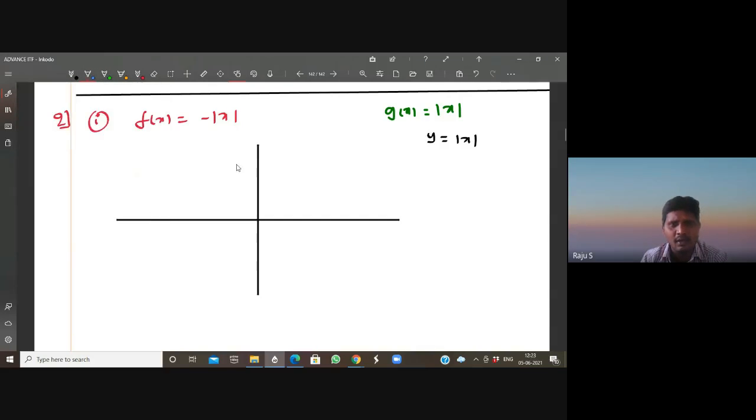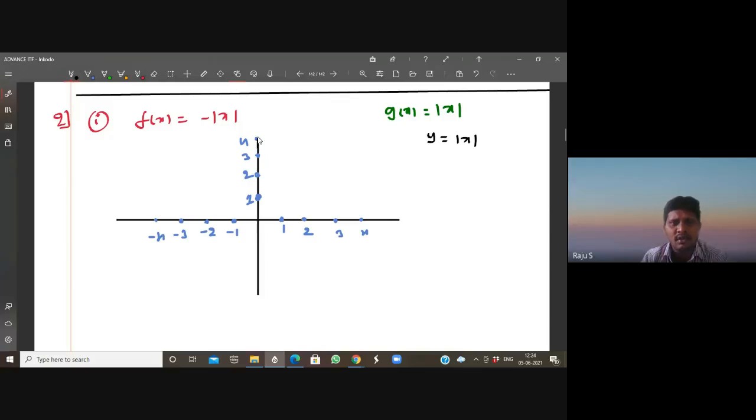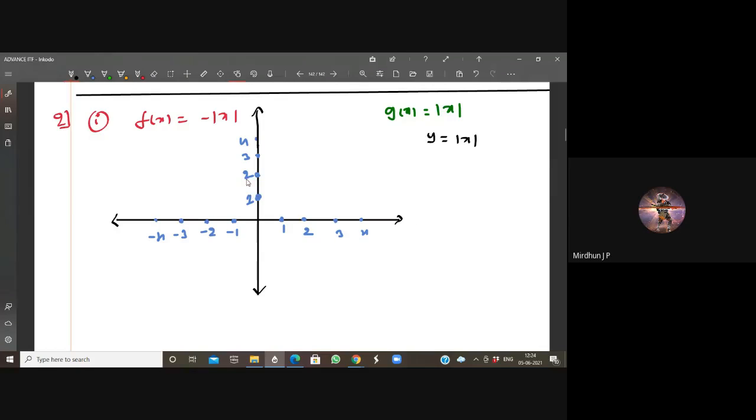Take some different values on the x axis. If I take 1, 2, 3, 4, and so on, and minus 1, minus 2, minus 3, and so on till minus infinity. Here it is. Again 1, 2, 3. So the graph will be only in the first and second quadrant. Right. Okay. Let's see now. Sir, it will be only in the x-axis.